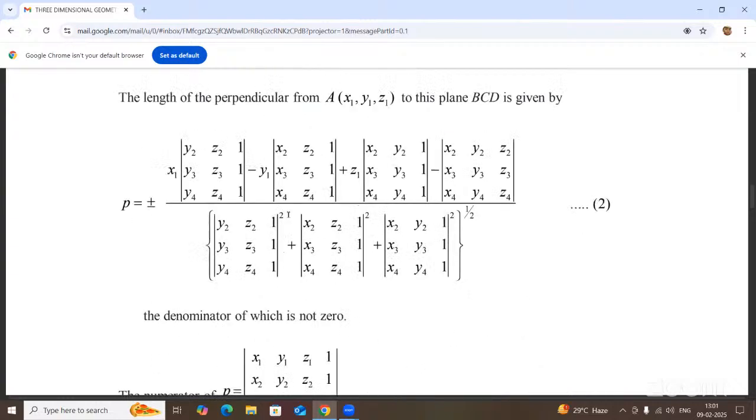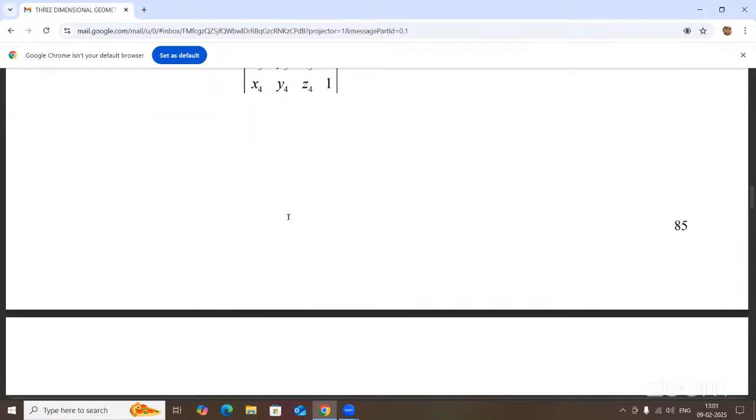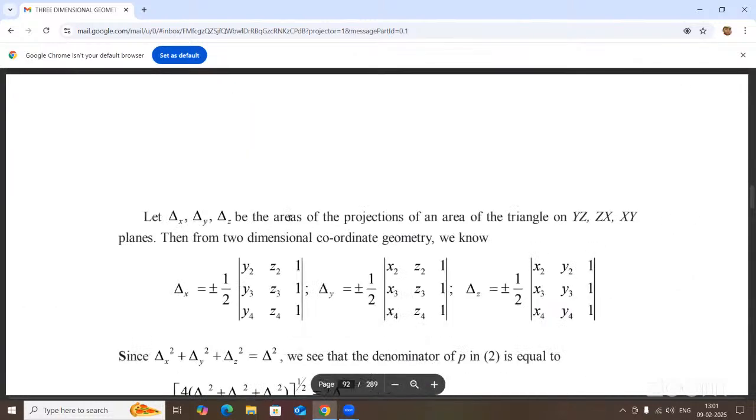After the simplification, p equals the modulus of the determinant of x1, y1, z1, x2, y2, z2, x3, y3, z3, x4, y4, z4, divided by the denominator. Here delta is the area of the triangle. First of all, you have to find the areas delta x, delta y, delta z, where delta x is plus or minus 1 by 2 mod of the determinant y2, z2, 1; y3, z3, 1; and so on. Similarly delta y is with the y coordinates absent, and delta z is with the z coordinates absent.